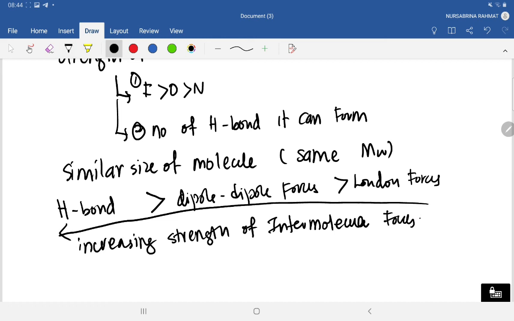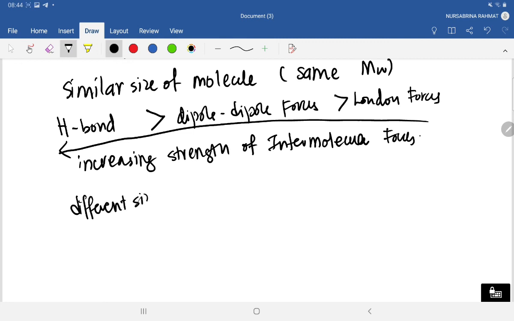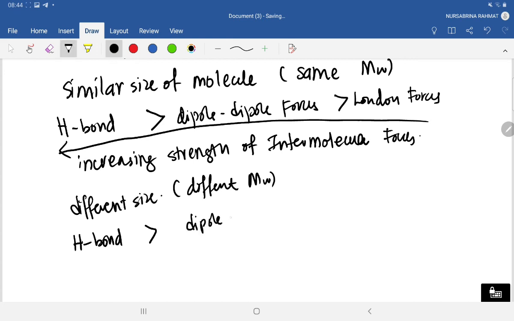But if they are of different sizes, meaning different molecular weights, and the molecular weight difference is too big, hydrogen bond is still the strongest. But between the other forces, it will depend on the molecular weight.